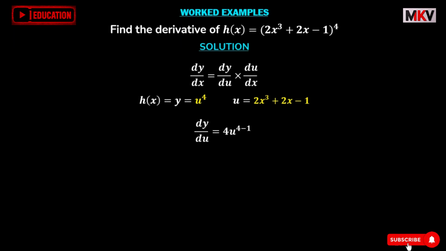Let's look at the steps. First we find dy/du. The derivative of u to the power 4 gives us 4u to the power 4 minus 1. We multiply by the exponent, which becomes a coefficient, then subtract 1 from it. So dy/du is equal to 4u cubed.